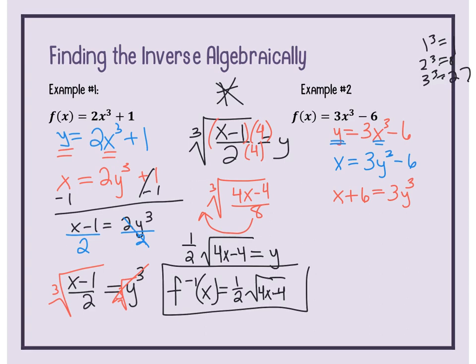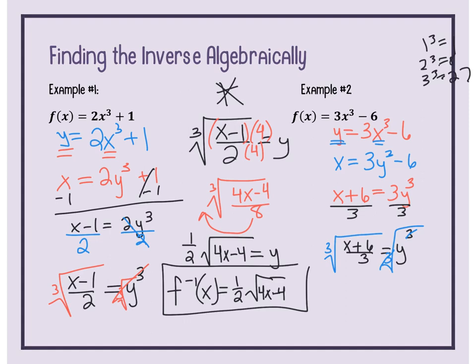The next step is divide by 3. Okay, so I have x plus 6 over 3 equals y cubed. How do I get rid of a cube exponent? Well, the answer is I take the cube root of both sides. Now this 3 and this 3 divide to 1. Now the y is by itself.